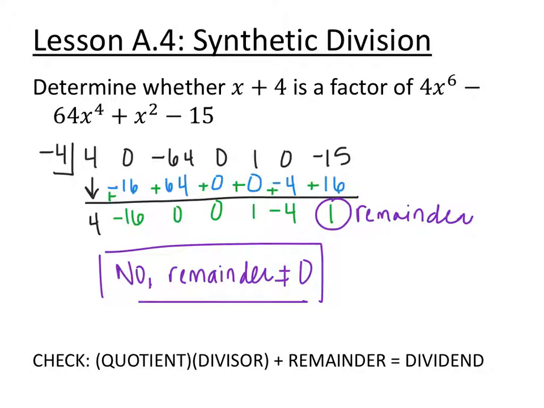So the question asks whether or not it's a factor. The very last term is your remainder in synthetic division, and I have a remainder that is not equal to 0. Therefore, x plus 4 is not a factor of 4x to the 6th minus 64x to the 4th plus x squared minus 15. So synthetic division is a shortcut way to do long division, but it only works when you have a linear factor. We're going to be using this next section to factor these higher order polynomials in order to graph them.